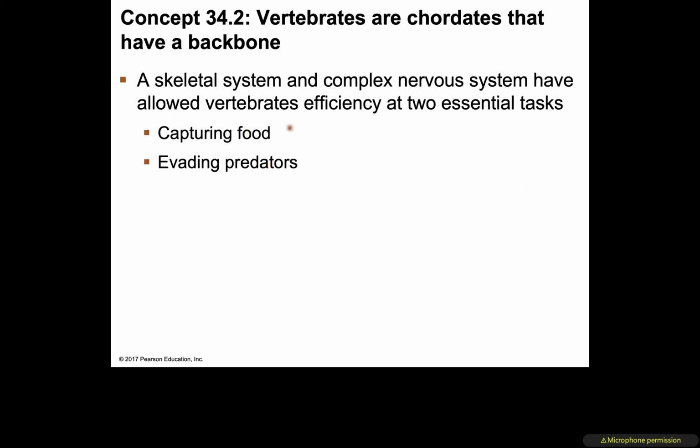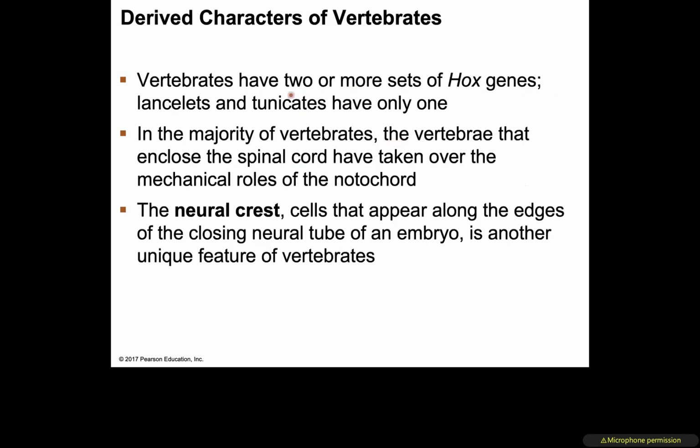Excuse me. So your vertebrates are the type of chordates that have a backbone. And so the skeletal system and complex nervous system is what has allowed vertebrates to be efficient in, number one, capturing food, and number two, evading predators. And so vertebrates have two or more sets of Hox genes. Your lancelets and your tunicates only have one. So once again, you are getting that separation and showing that diversity between vertebrates and your non-vertebrate chordates. So in a majority of the vertebrates, the vertebrae that enclose the spinal cord take over the mechanical roles of the notochord.